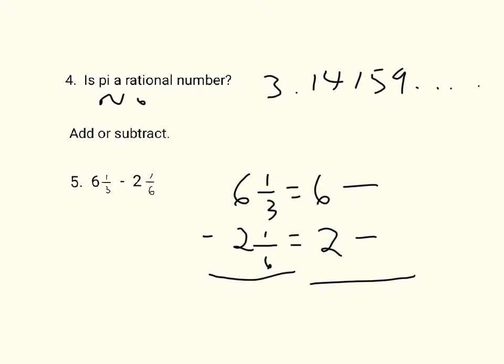Add or subtract for number 5, 6 1/3 minus 2 1/6. We can subtract the whole numbers, but we can't work with the 1/3, 1/6 until we make them the same. Basic rule of addition and subtraction, whatever you add and subtract has to be the same. So we can use a common denominator of 6 and use the equal fractions property to convert 1/3 to 2/6. Then pretty easy. 2/6 minus 1/6 is 1/6, and 6 minus 2 is 4. So the answer, 4 1/6.